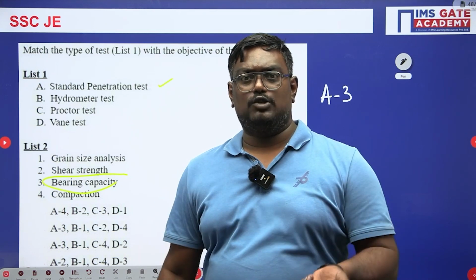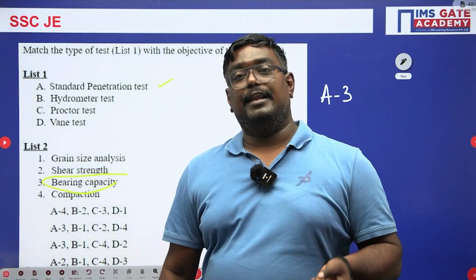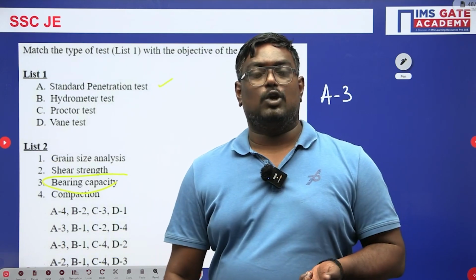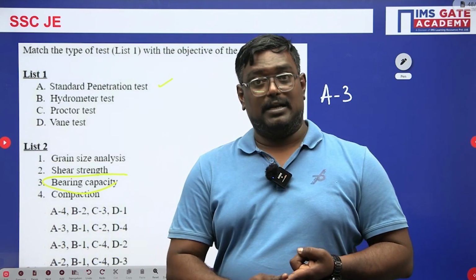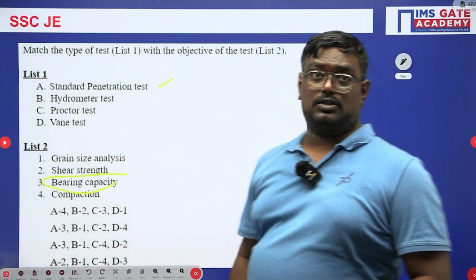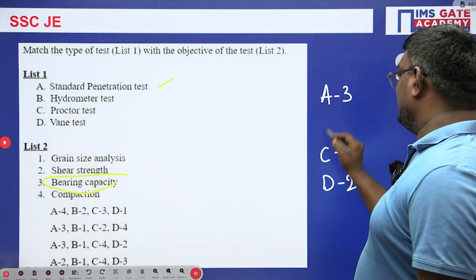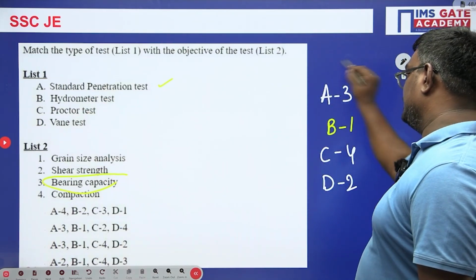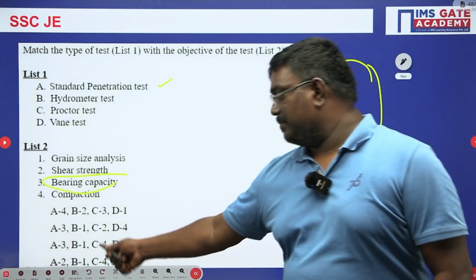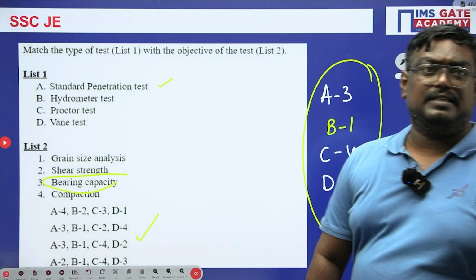And hydrometer test is, sir, see, actually in index properties, we have two things: we have fine grained soils and coarse grained soils. Usually relative density and sieve analysis will be useful for coarse grained soils, and for fine grained, Atterberg limits or sedimentation analysis. In sedimentation analysis, you will come across the hydrometer test. So it is given as grain size analysis. So B is 1. So A3, B1, C4, D2. So option C is the correct answer.